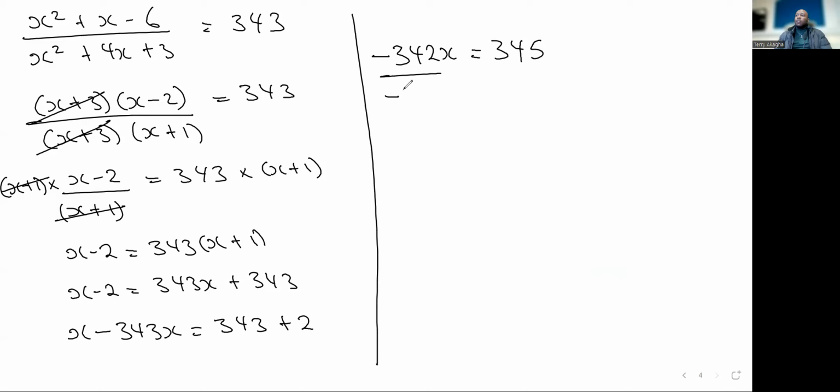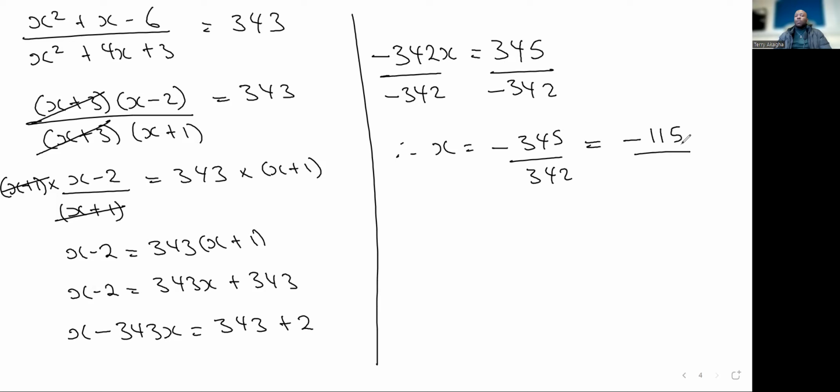Divide both sides by minus 342 to look for x. And therefore, x is going to give us minus 345 over 342. And if you want to simplify it, it's the same thing as saying minus 115 over 114. And if you want it in decimal, it's going to be minus 1.009 if you press your calculator. And that will be the answer for that.